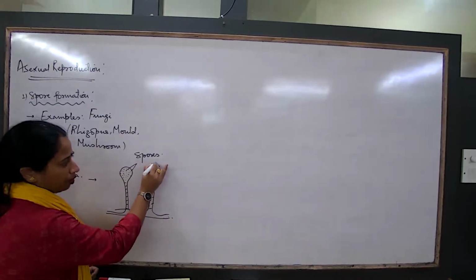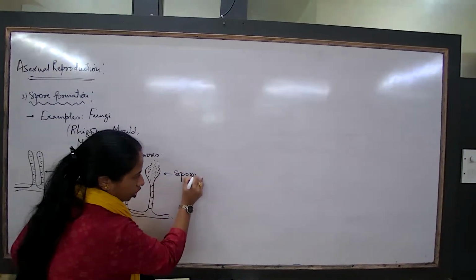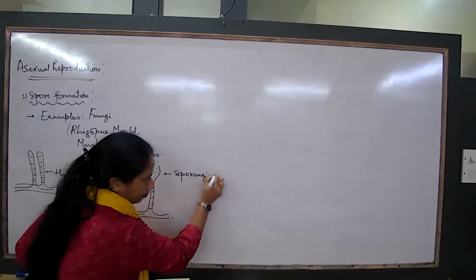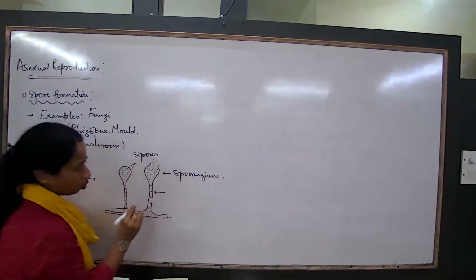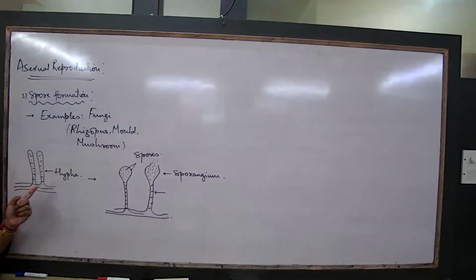These words to remember. So what is this knob-like structure known as? The knob-like structure known as the sporangium. What is this filament now known as? Earlier when the spore was not getting formed, we had named it as hypha.